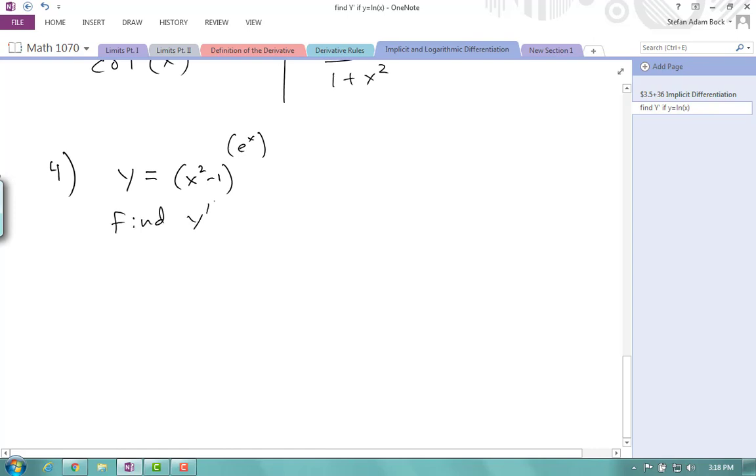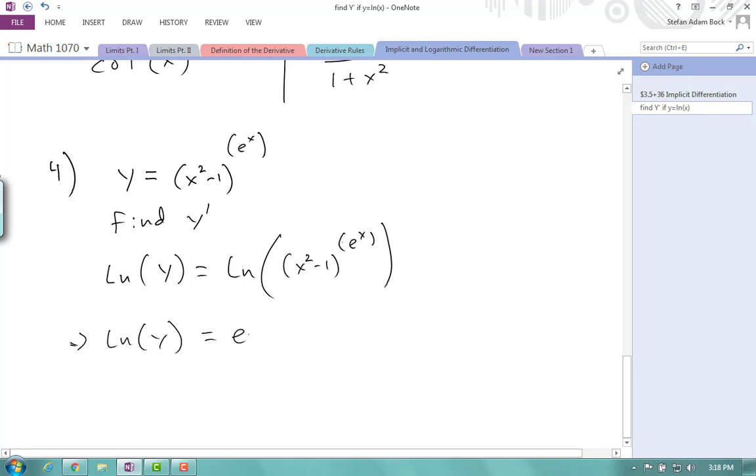Well, since I don't have a rule for functions raised to the power of functions, I'm going to have to try to simplify this with logarithms. And really, whenever we have exponents that we don't like, we generally take the logarithm somehow to get rid of the exponent. So I'll do the natural log of y. This is equal to the natural log of x squared minus 1 to the power of e to the x. And by log properties, this means the natural log of y is equal to e to the x times the natural log of x squared minus 1. Powers on the inside come out as coefficients on the outside.